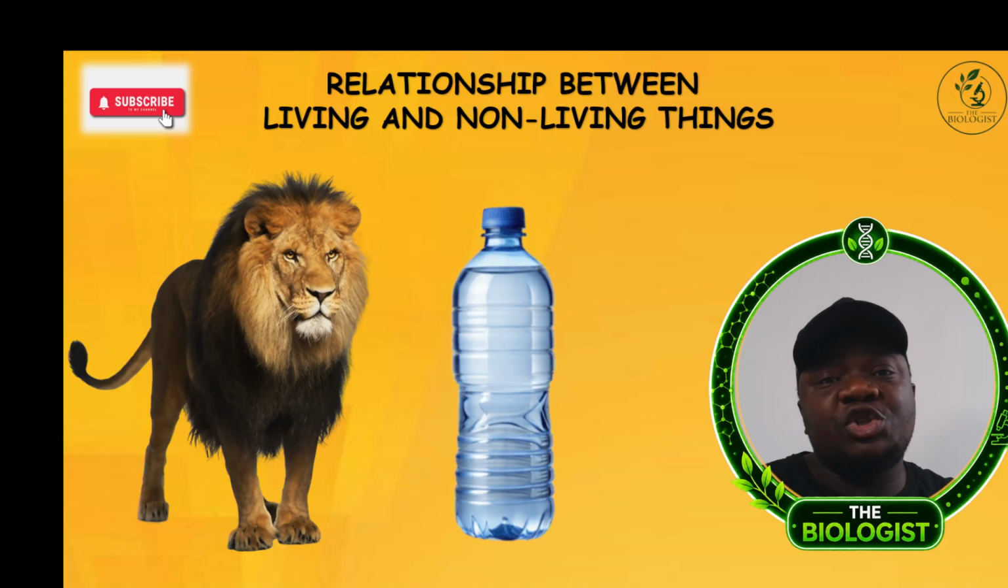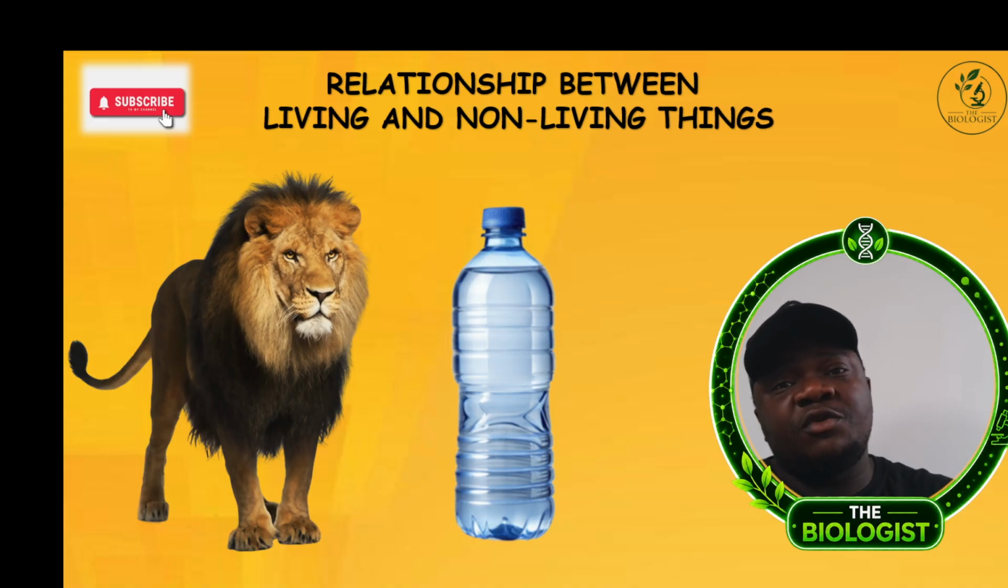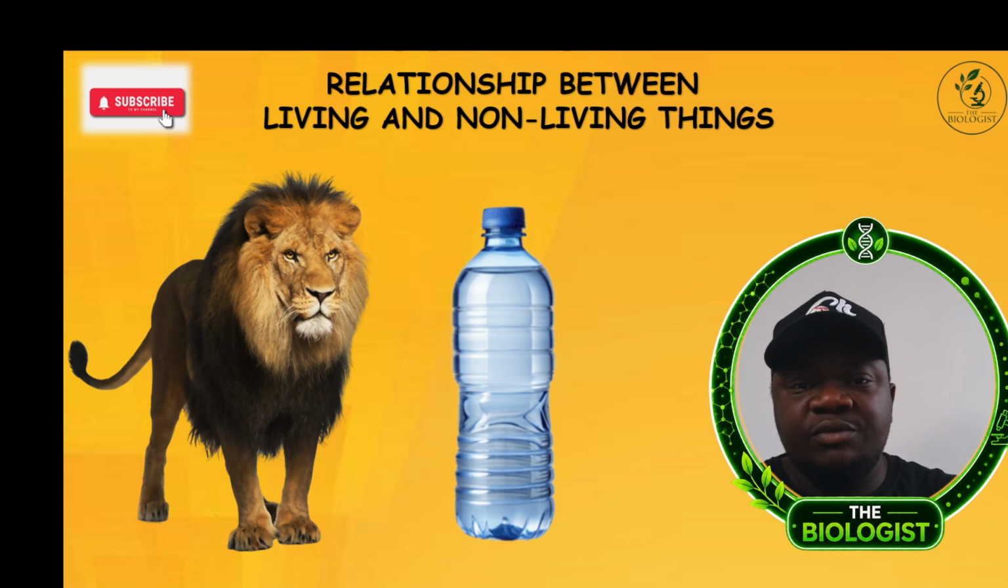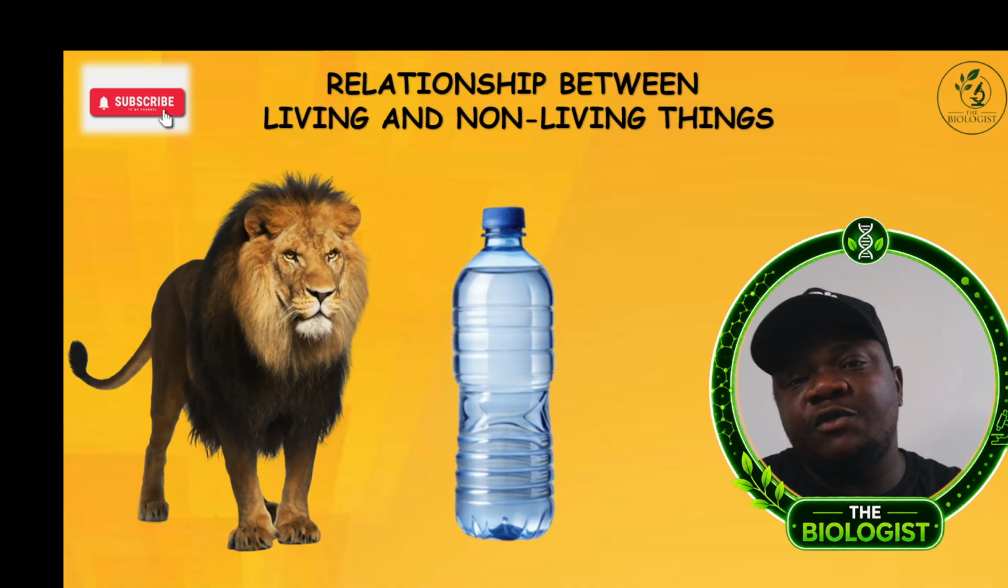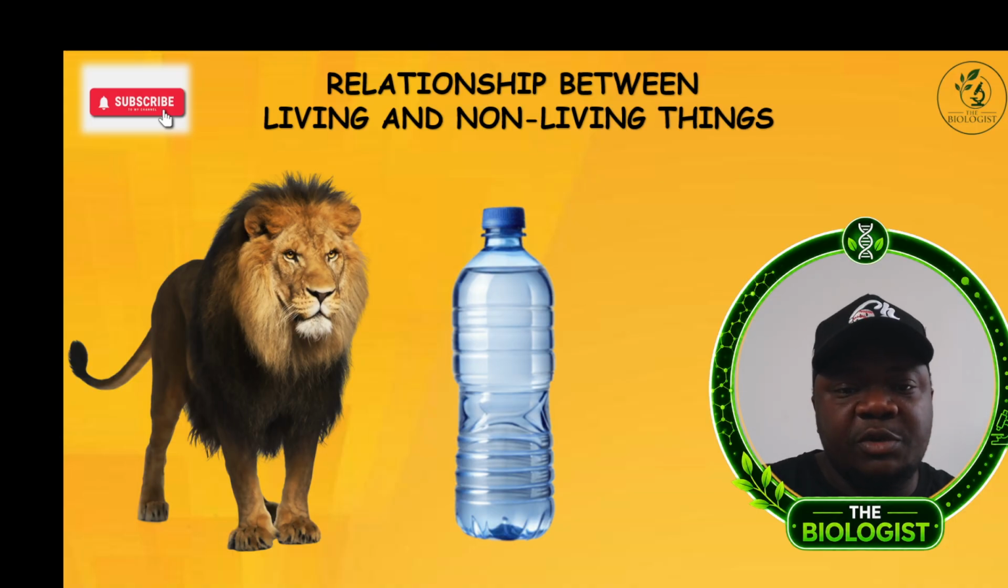Look at this picture. We have a lion. A lion is a living thing. We have a bottle of water. A bottle of water is a non-living thing. So if you're thirsty, for example, we need water to survive. So we're going to go through different aspects of how we living things tend to exploit or utilize non-living things to be able to survive in a particular habitat.